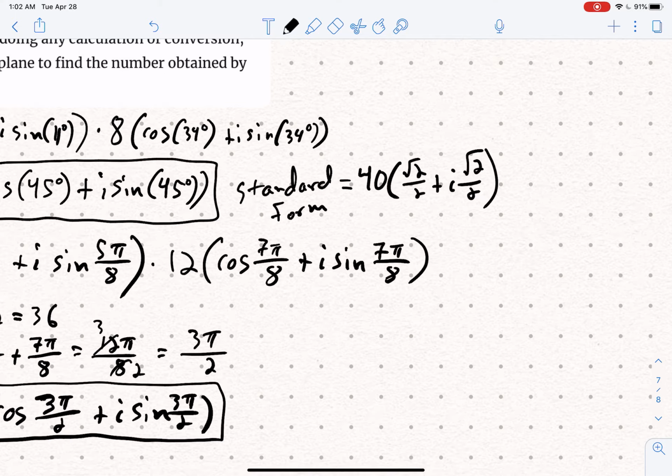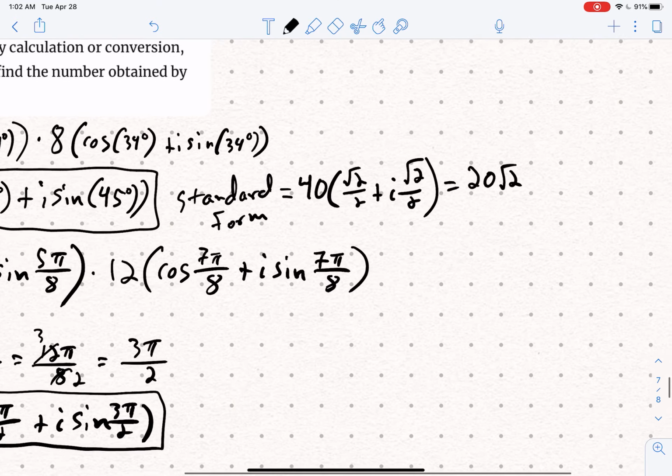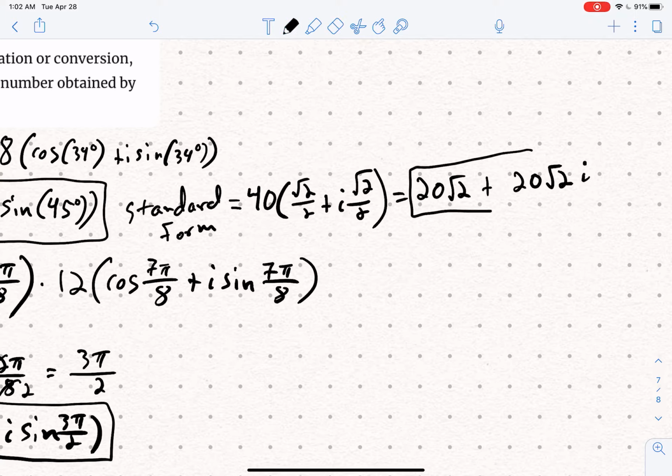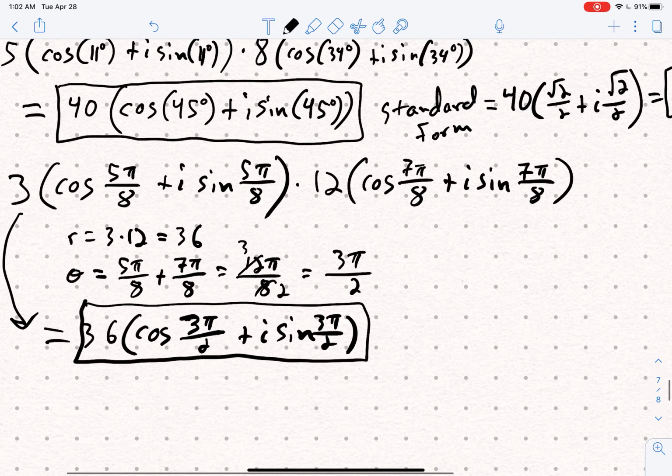When we multiply it by each of these fractions, it cancels with the 2 on the bottom and leaves behind 20 radical 2 plus i times 20 radical 2. Or if you want to put that i at the back, we can do that easily like that. So here is our part A in standard form. And then part B in standard form, let's see.